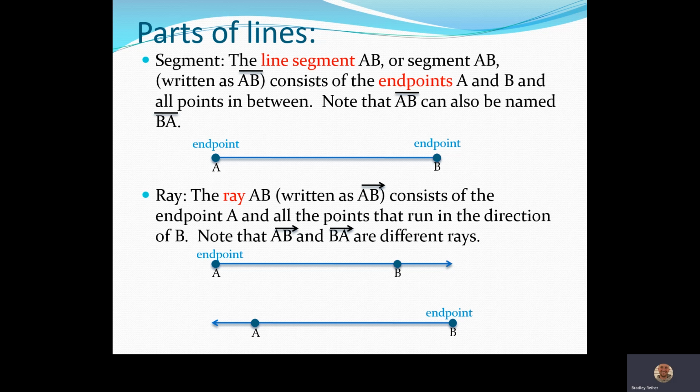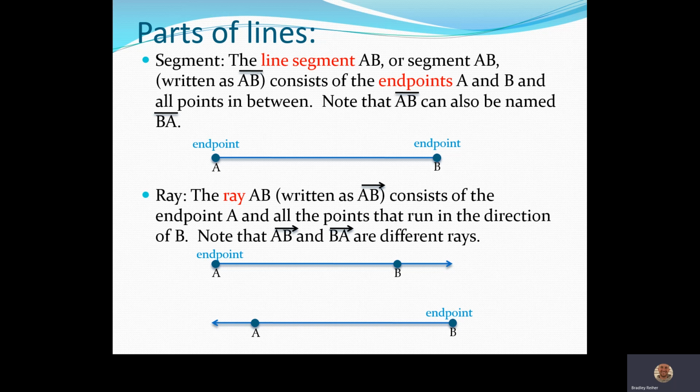That's different than ray BA. That's the example that's below. You start at B and you go towards A forever. So when you name a ray, the starting point is the letter that you have to have first.